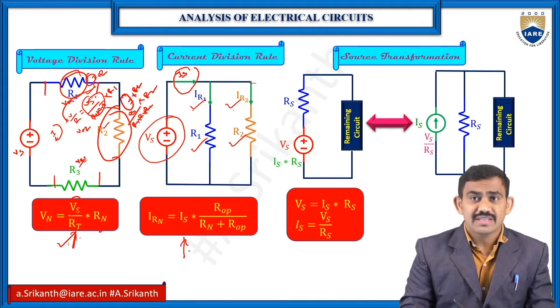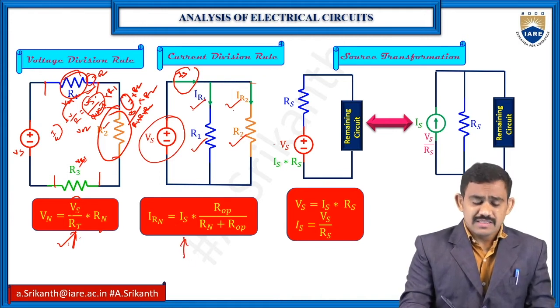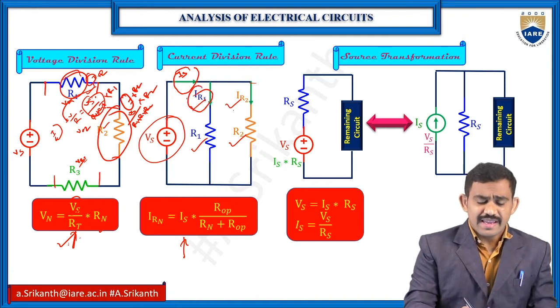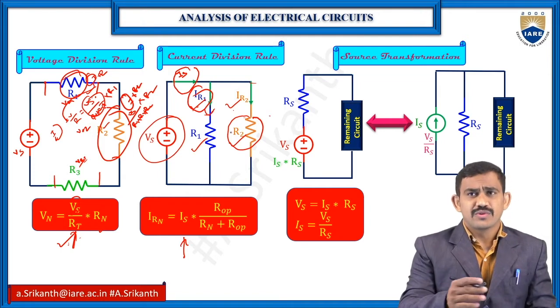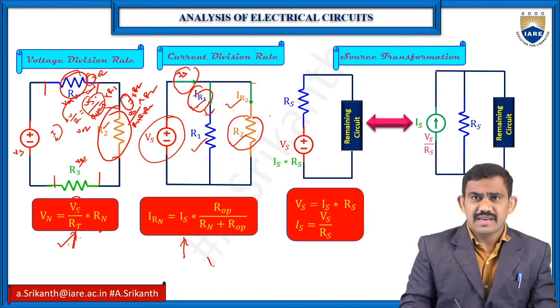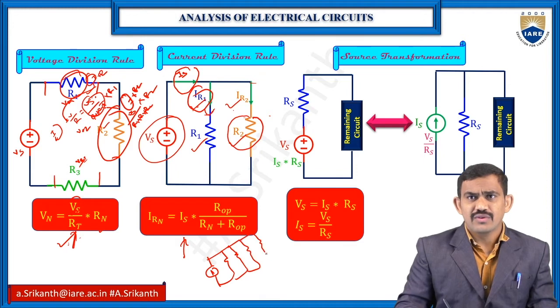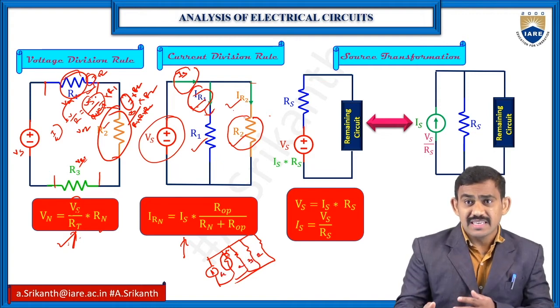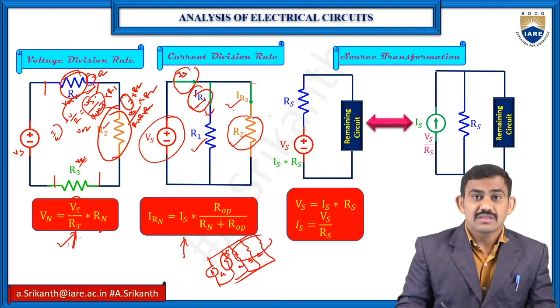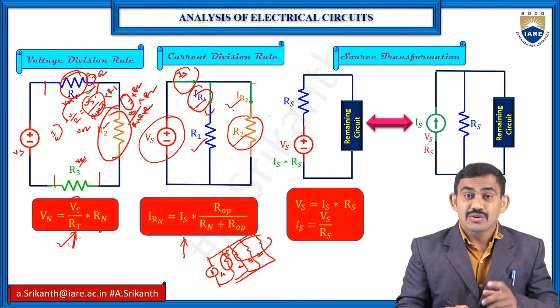into the opposite resistor. Suppose I want to find the IR1 value. The opposite resistor for IR1 is R2. For this branch current, the opposite resistor is R2. Suppose I have a current source and four resistors connected: R1, R2, R3, R4. I want to find the first branch current. What is the opposite resistor there? These three are opposite. What is the total there? The three are connected in parallel.